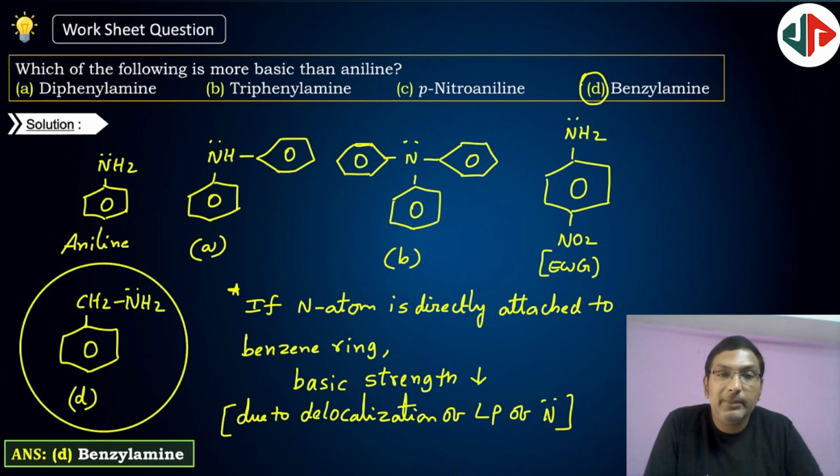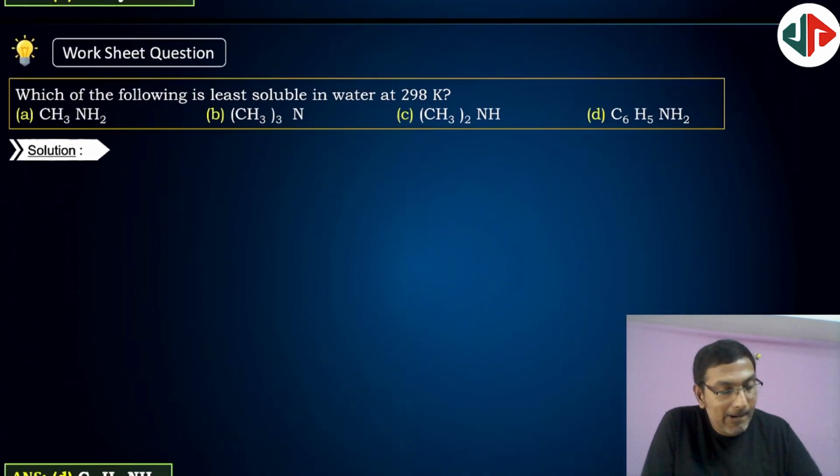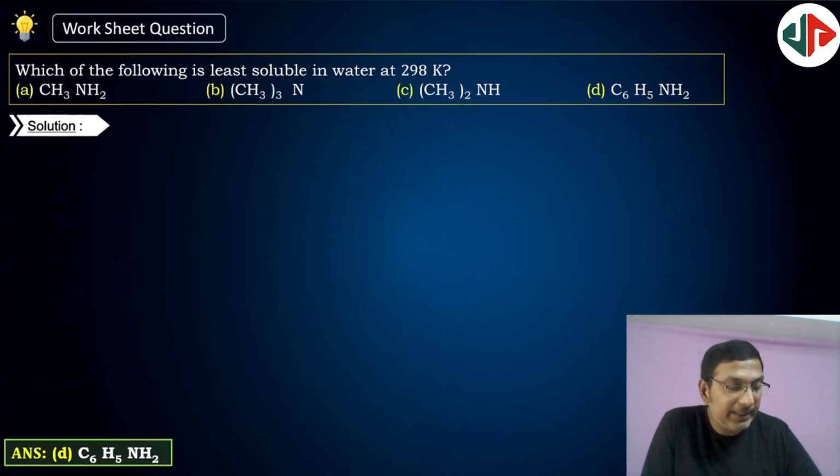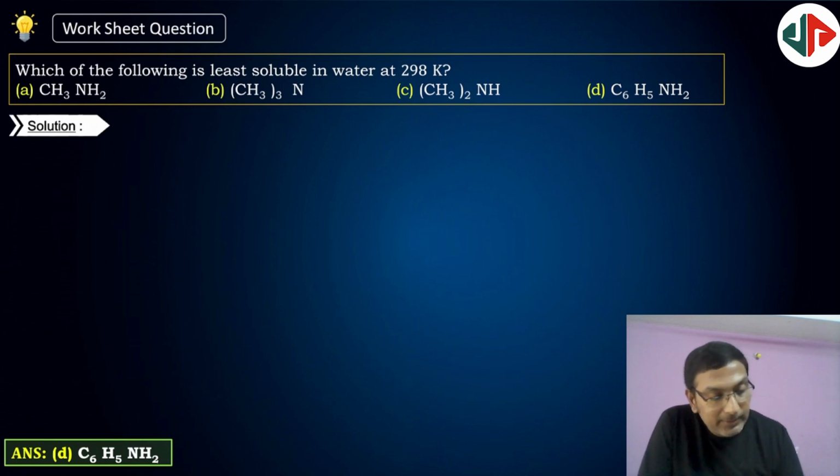If the nitrogen atom is directly attached to the benzene ring, basic strength decreases. Therefore, in option D, it is not directly attached. Next. Which of the following is least soluble in water at 298 Kelvin? That means room temperature. See here.